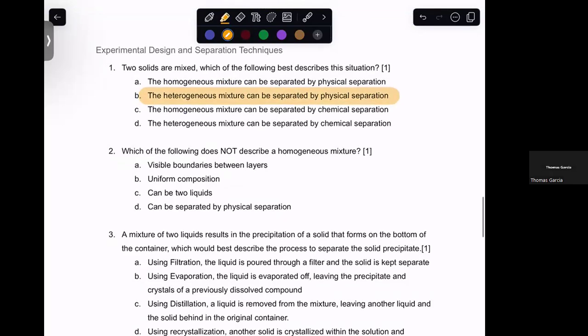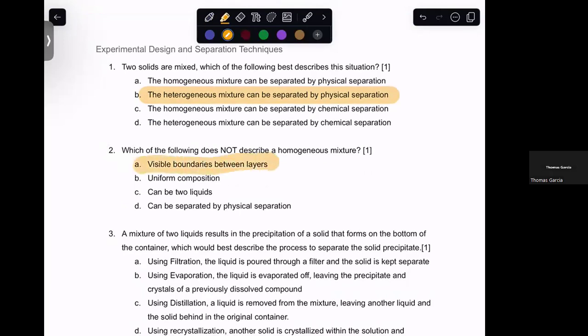Which of the following does not describe a homogeneous mixture? So basically, we're describing a heterogeneous mixture. A homogeneous mixture does not have visible boundaries. It is one uniform thing. It's quite literally B. That's one of the fun things about this one. We don't need to look at these because A and B contradict each other. Only one of them can be right.